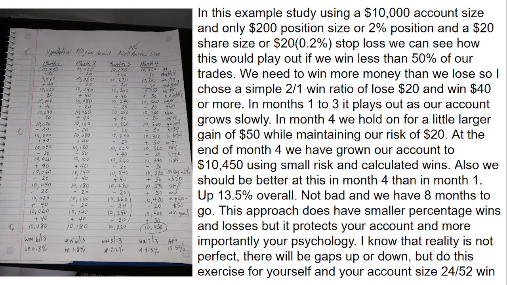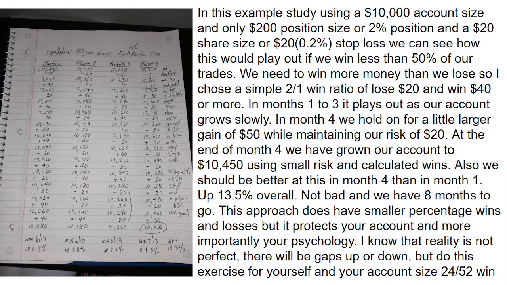Here's another one. In this example, it's a little bit bigger account using a $10,000 account size and only a $200 position size, or a 2% position, and a $20 stop loss. So that's 0.2% we're risking in real dollars. And we can see how this would play out if we win less than 50% of our trades, okay? So again, we need to win more money than we lose. So I chose a simple 2 to 1 win ratio of lose 20 and win 40 or more.